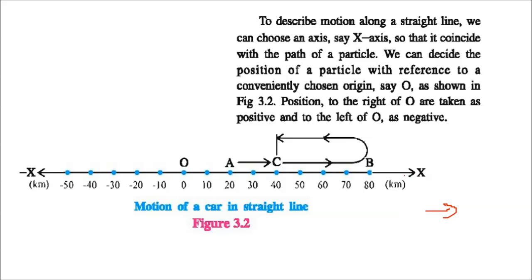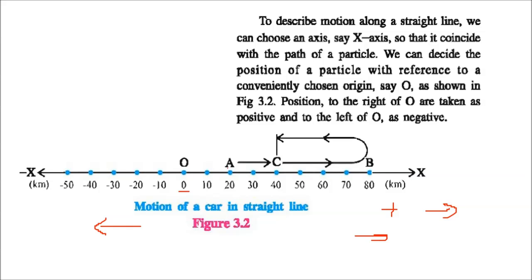Now we can decide the position of a particle with reference to some origin. Okay, this is the origin we have taken. Now the position to the right we will take as positive, and if the object is moving this side, we'll say it is on the negative side. Okay, here positive, here negative.